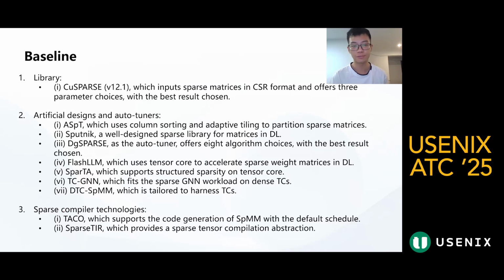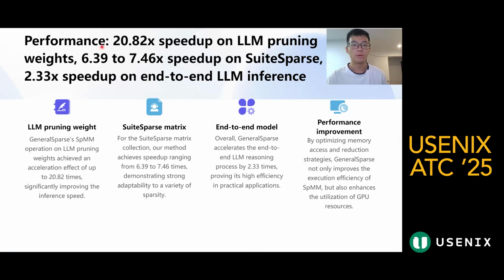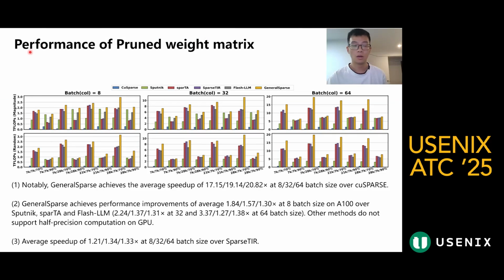In performance results, we obtained 20.82 speedup on large language model pruned weights, 6.39 to 7.46 speedup on sparse matrices, and 2.33 speedup on end-to-end large language model inference. Here is the performance of pruned matrices, and we can see that we obtain performance speedup.